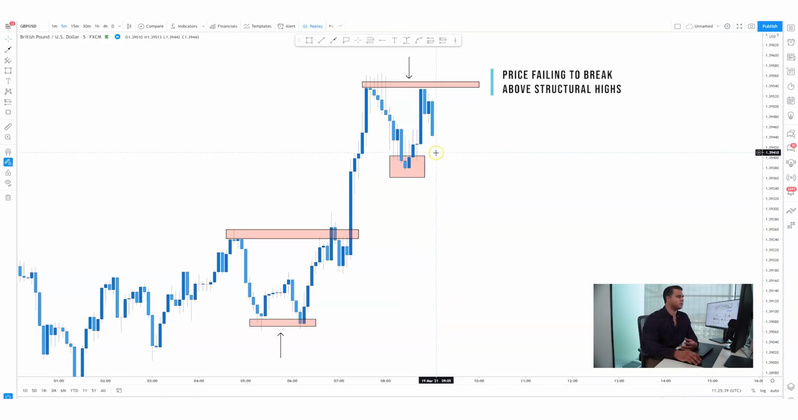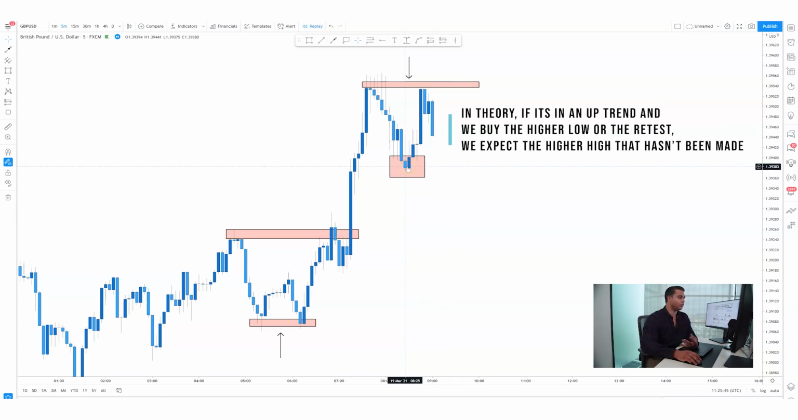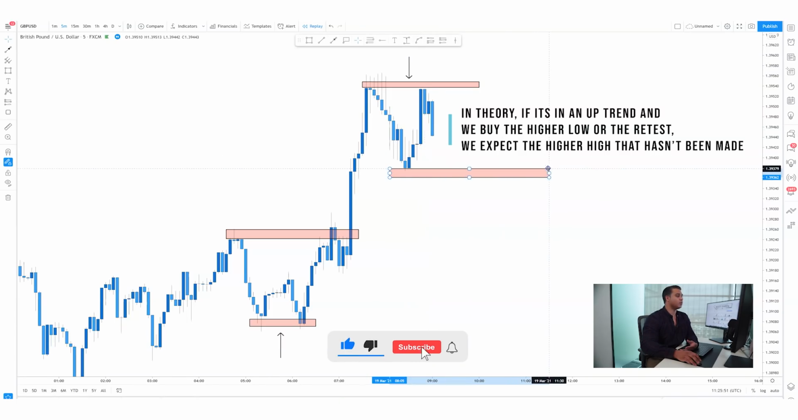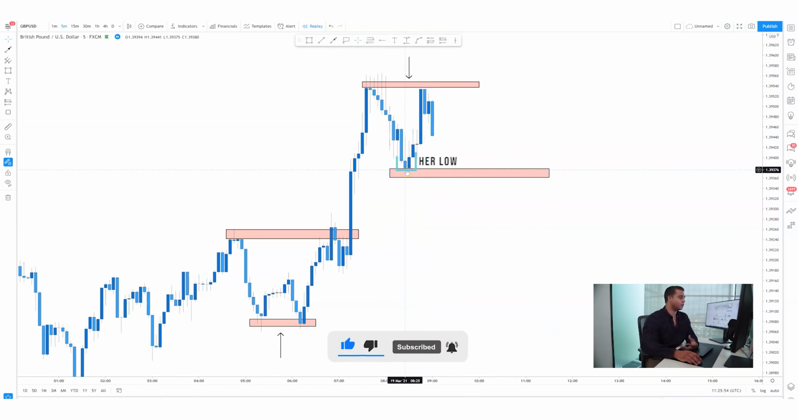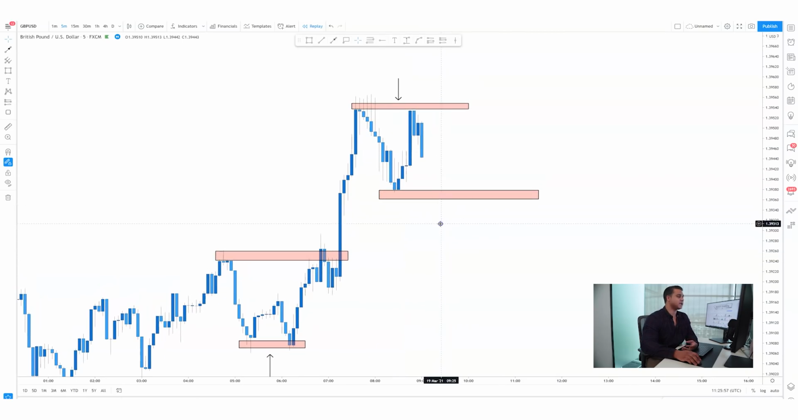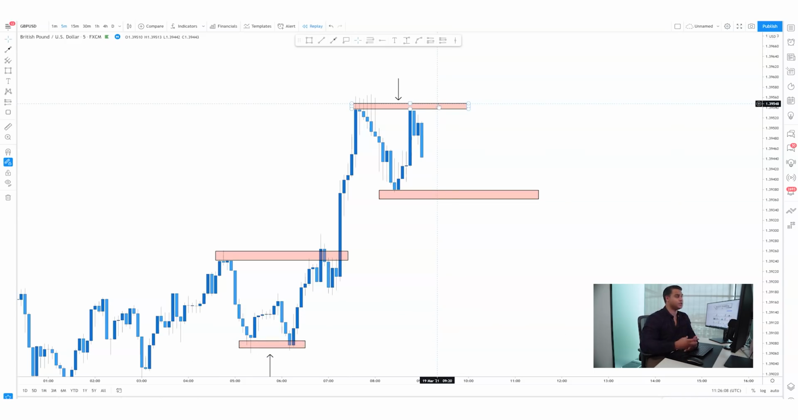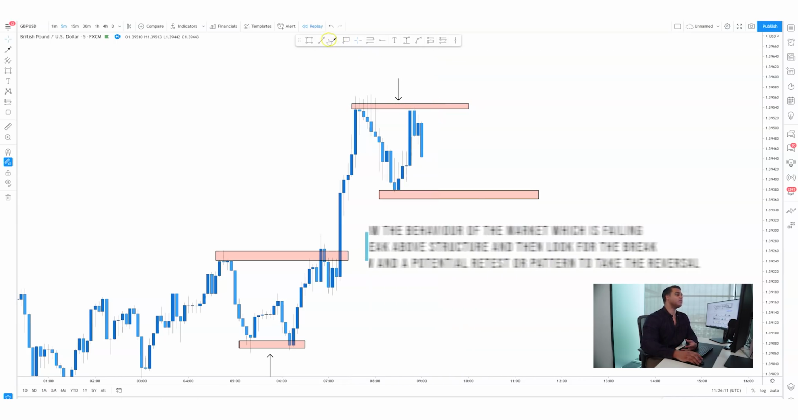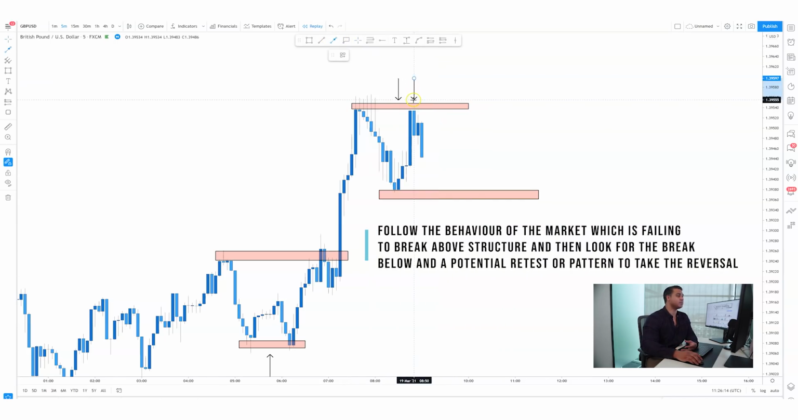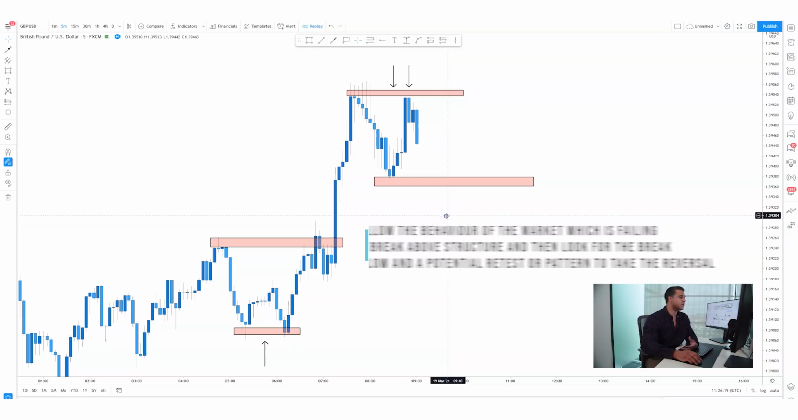and now we need to be a bit cautious about buying, because in theory, if it's in an uptrend and we buy the higher low or the retest, we expect the higher high that hasn't been made. So now what we want to do is identify the last higher low in an uptrend and say to ourselves at this stage, I'm waiting for one of two things to happen. I'm waiting for price to break above this level strongly, indicating bullish sentiment, to then look for continuation buys, or I'm going to follow the behavior of the market, which is failing to break above structure, and then look for the break below and a potential retest or pattern to take the reversal.